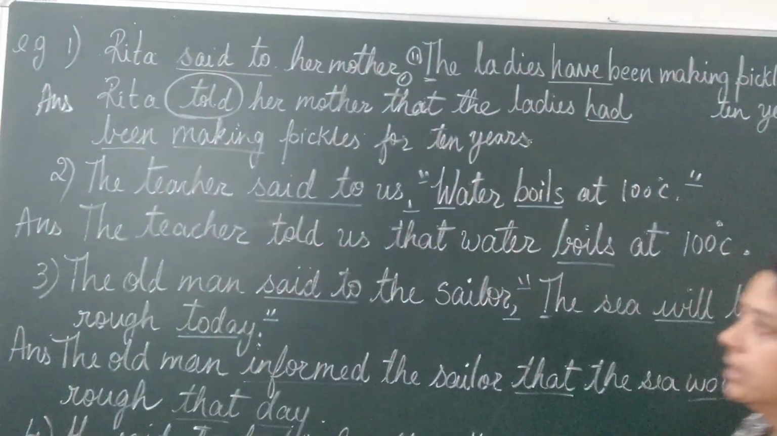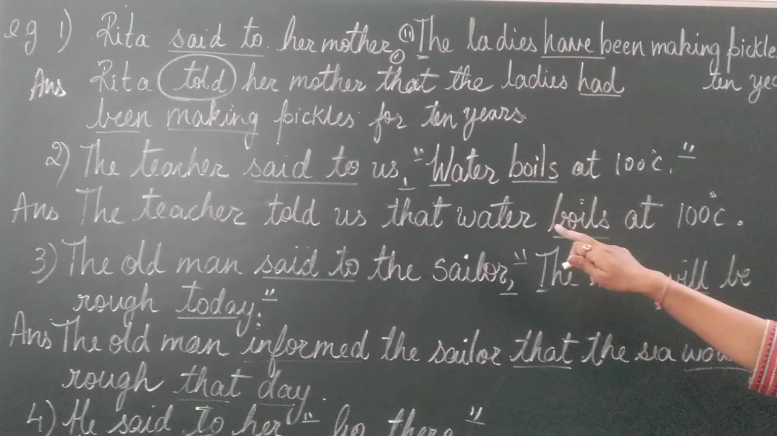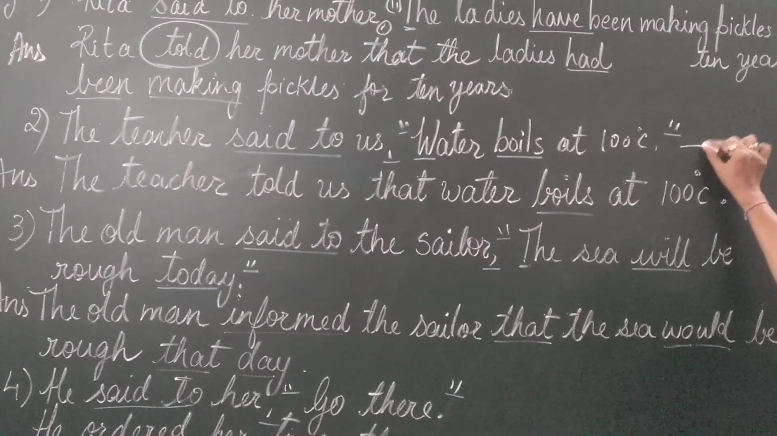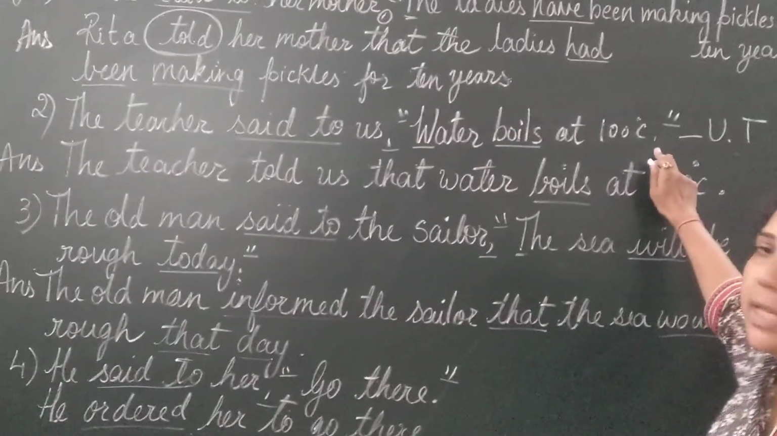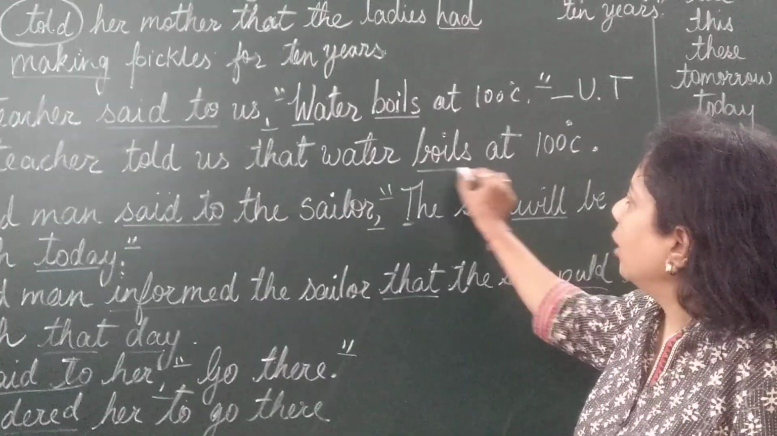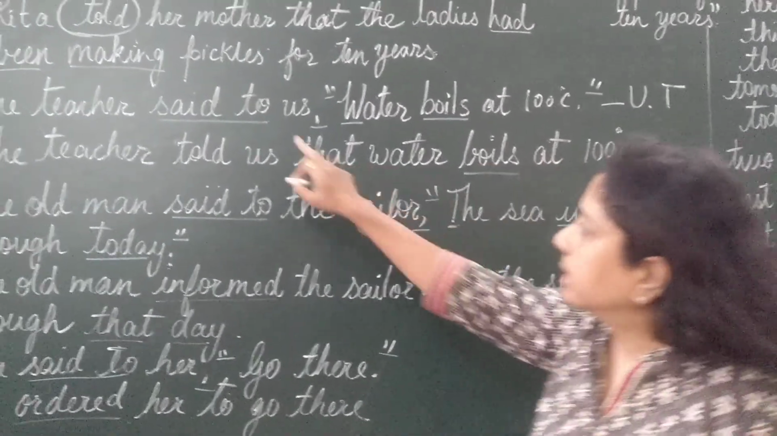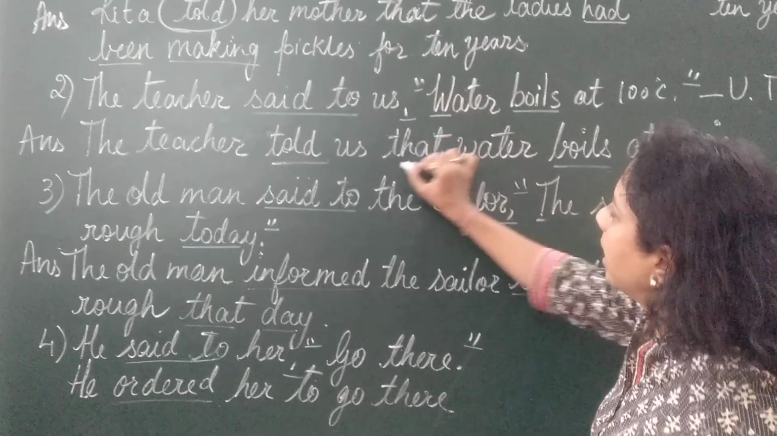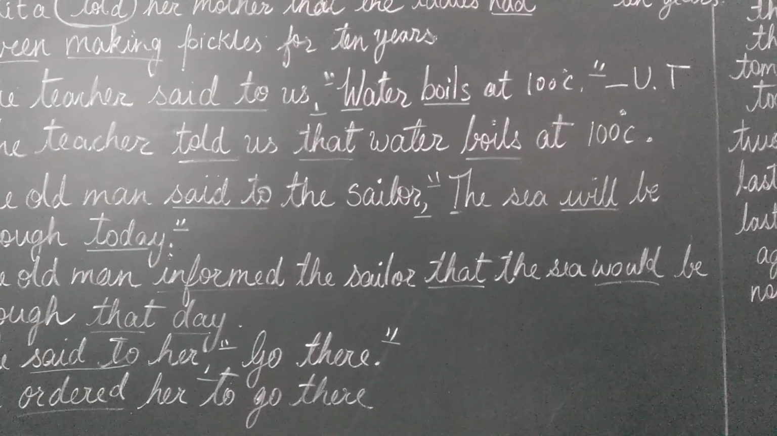It is very important. The second sentence: The teacher said to us, comma, open inverted commas, "Water boils at 100 degrees centigrade." Now this is the universal truth. Water boils at 100 degrees centigrade is the universal truth. So we have not changed boils. Boils remains boils only because it is the universal truth. But see the changes that I have made. Said to becomes told. All this will go and we have the word that at 100 degrees centigrade. I hope you can see the changes that I made.